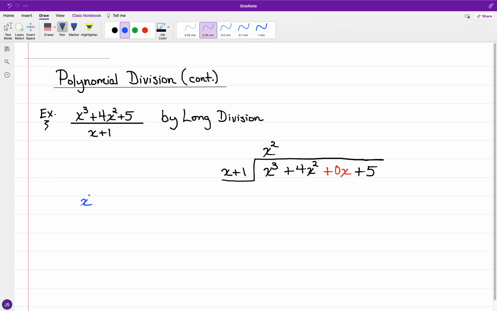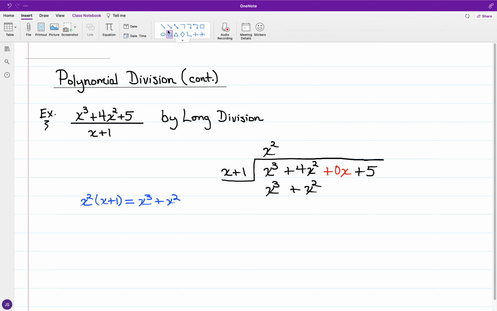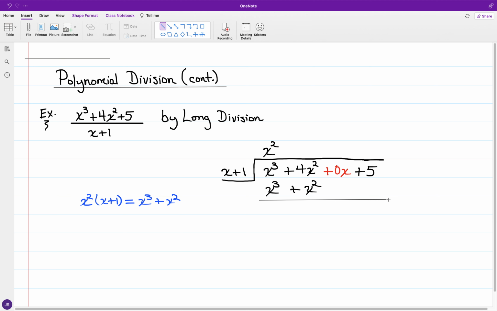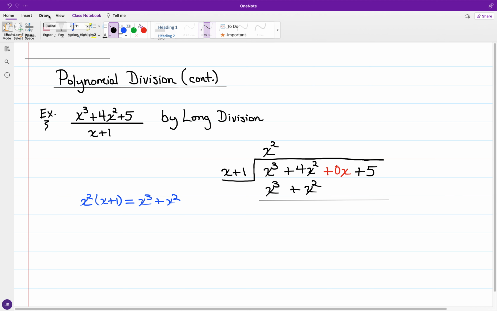So we have x squared multiplying all of x plus 1. Distributing, we have x cubed plus x squared, and with this product I'm going to situate these terms under the like terms from the dividend. So we have x cubed under x cubed, and x squared will be lined up under 4x squared. Now with long division we're going to be doing row by row subtracting.